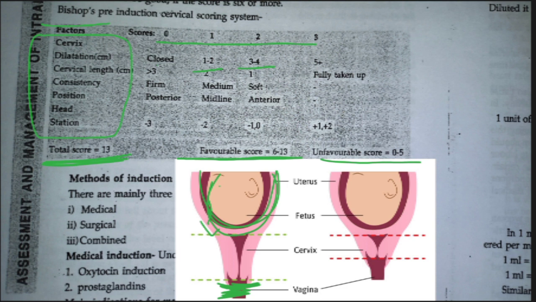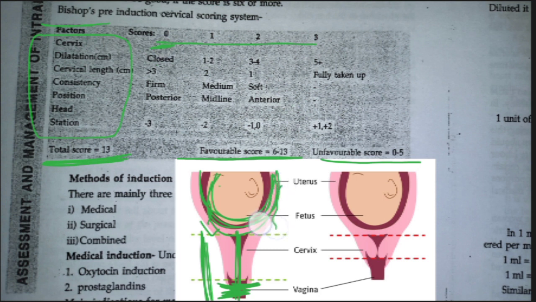Next, we have cervix length. This is the cervix length. When the baby is inside the womb, there is no change in this length. This length will be more than 3 centimeter, or for some patients it will be 3 centimeter. At this time, we will give 0 score.